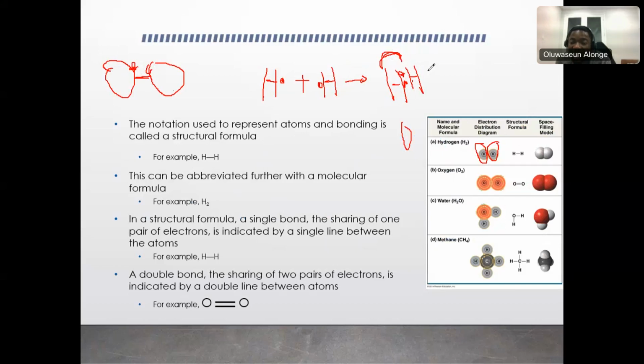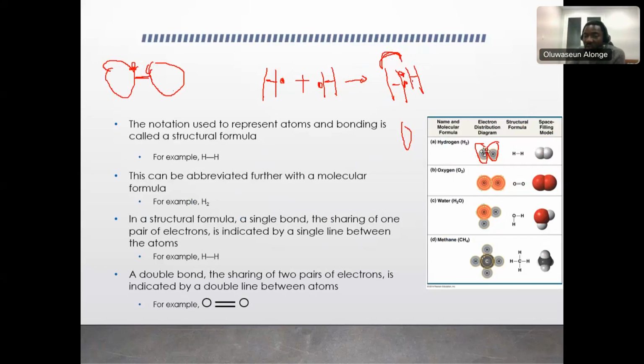So at that point, they become stable by sharing together. It's as good as you have food, I have water, and we decide to come together and eat the food together and drink the water together. We have both shared equally. That is sharing, right? So they share to maintain stability.